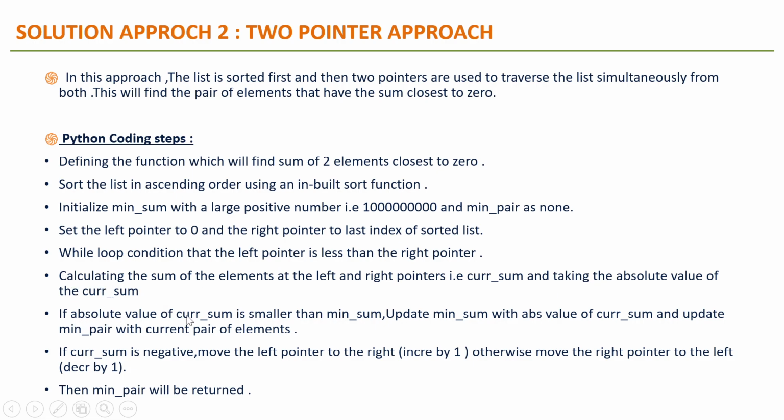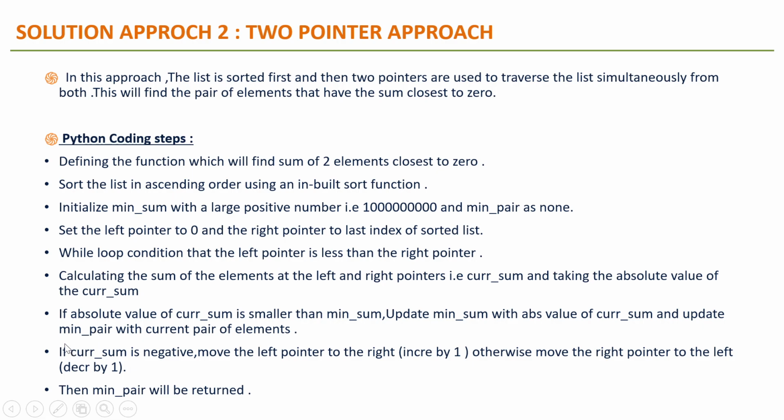Then if this absolute current sum which we have got is less than this minimum sum, obviously it will be less in the first case. If it is less than this minimum sum, then we will update this current sum to this minimum sum. So this continuous iteration will take place till we find the minimum pair. Then the minimum pair will be updated with the elements of the minimum sum.